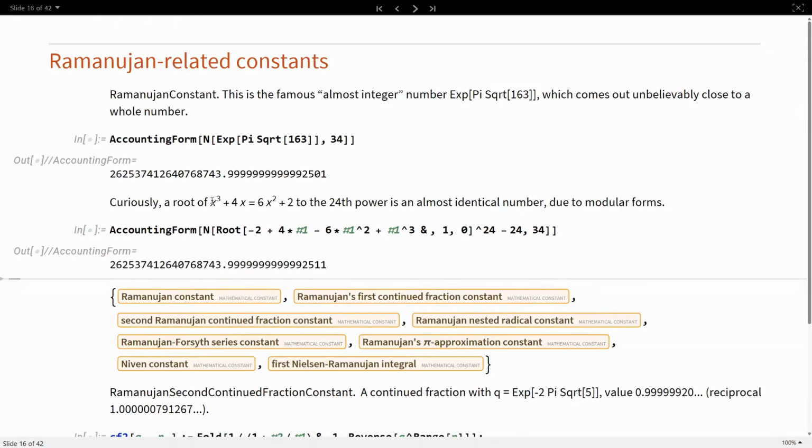But it turns out if you look at a root of this polynomial here, x to the third plus 4x equals 6x squared plus 2, and you raise that to the 24th power and subtract 24, you get an almost identical almost integer, but it starts diverging on this digit here. This is a property of modular forms, that these weird numbers that come out of Ramanujan values also have corresponding polynomials with similarly strange properties.